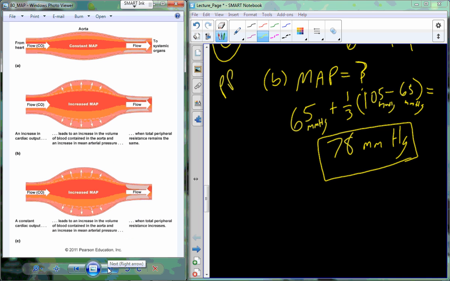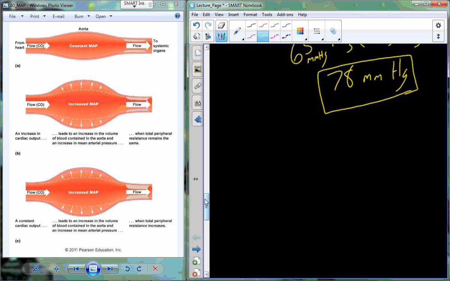So what is the mean arterial pressure actually going to tell us? We're looking at average pressure in the arteries, and as we change systolic pressure or diastolic pressure, mean arterial pressure is also going to change. The mean arterial pressure in the aorta or any of our vessels within the circulatory system is a factor that influences our rate of flow.